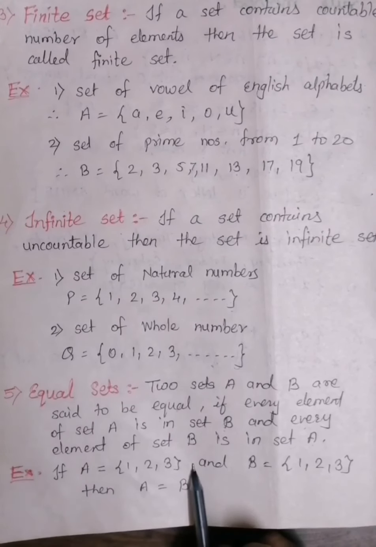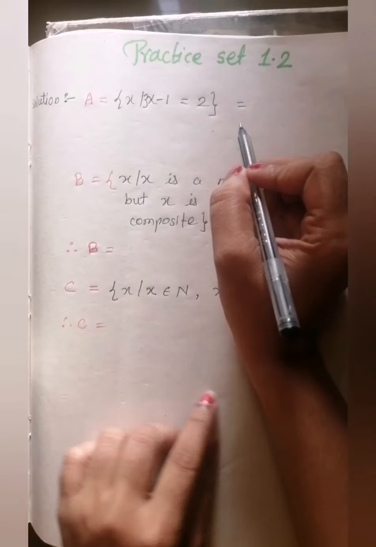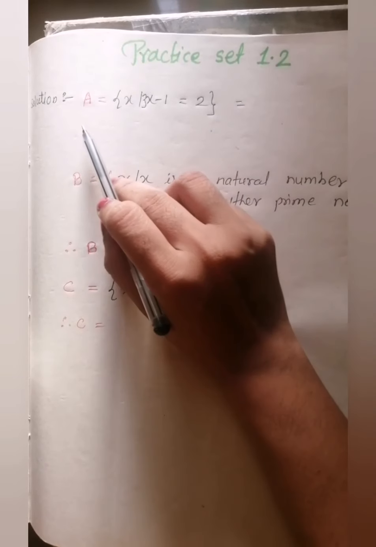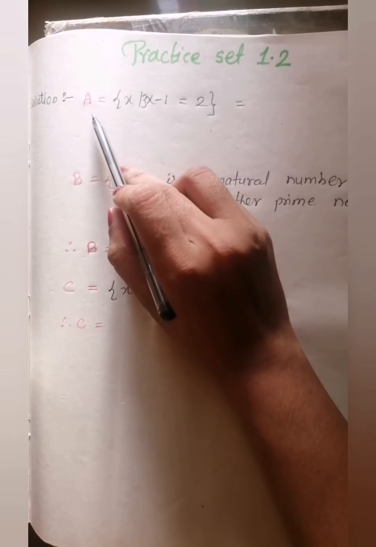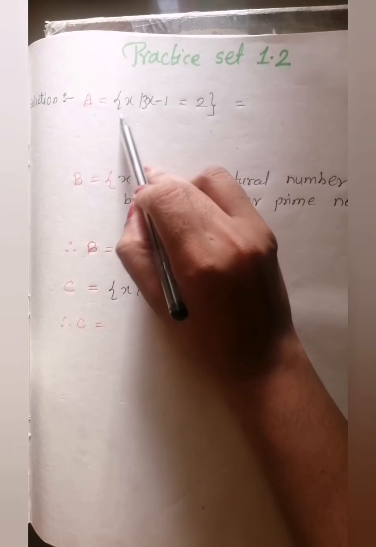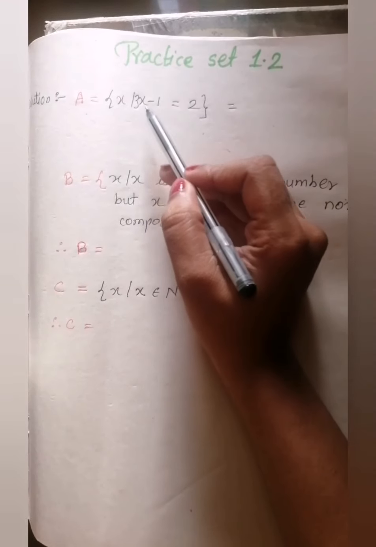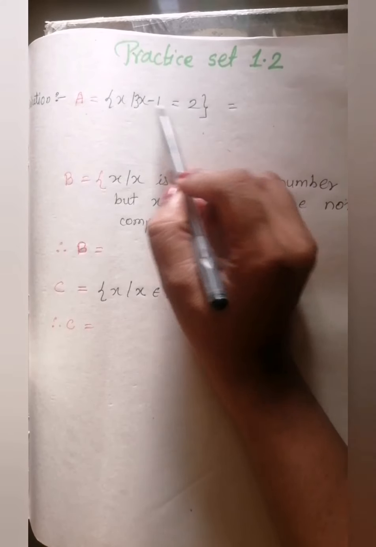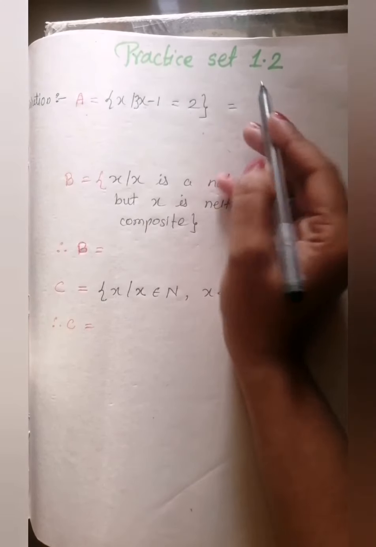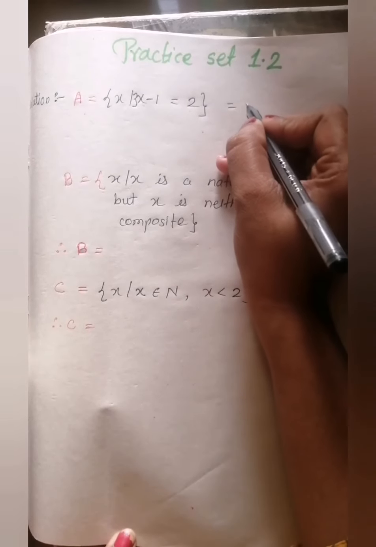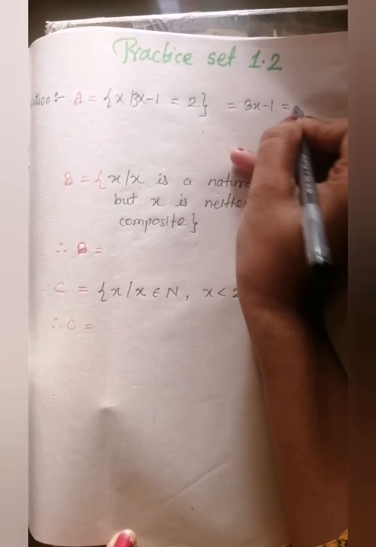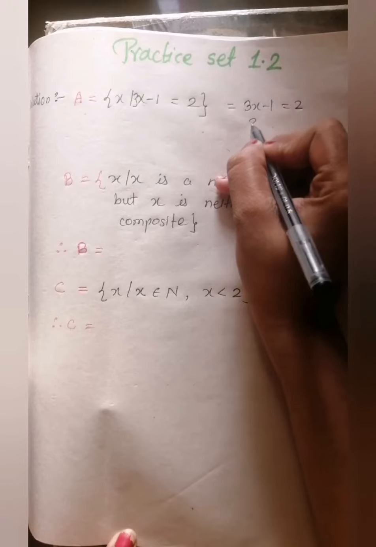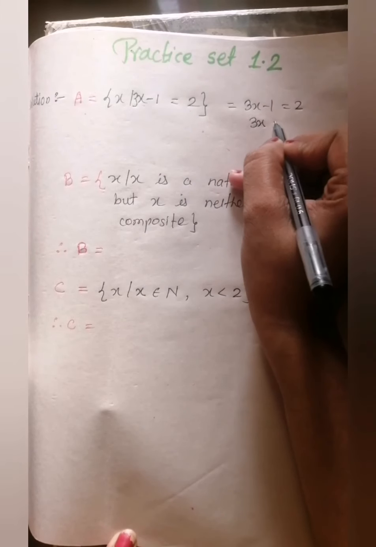With the help of this we start with practice set 1.2. Students, start with the solution. What is set A? A equals curly bracket x such that 3x minus 1 equals 2. First of all, find out the value of x. So start with finding x. This is 3x minus 1 equals 2. Now write down 3x as it is equals 2.